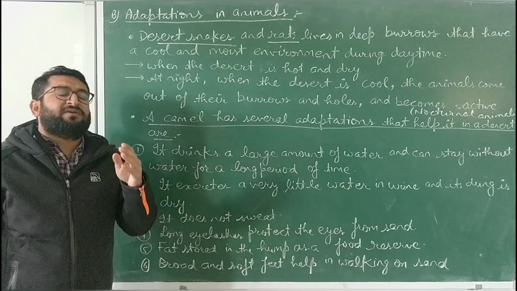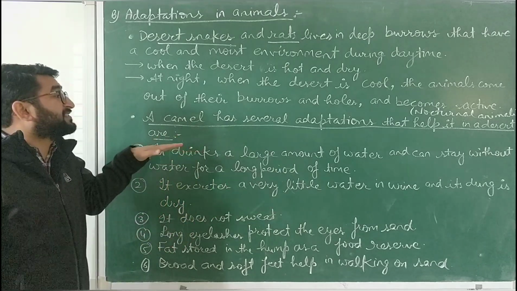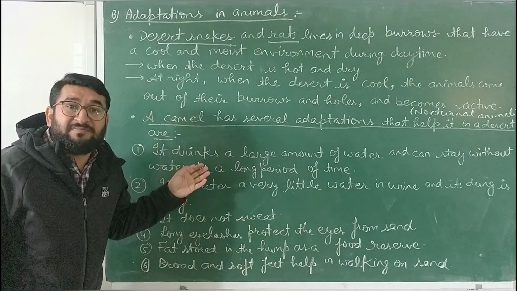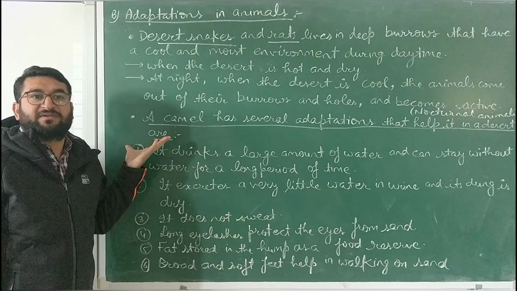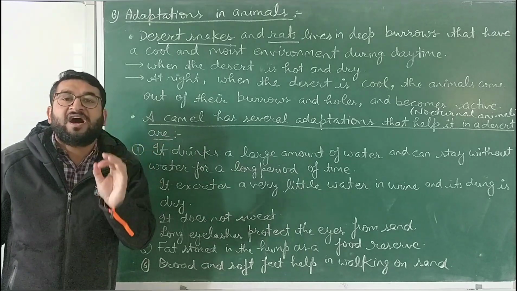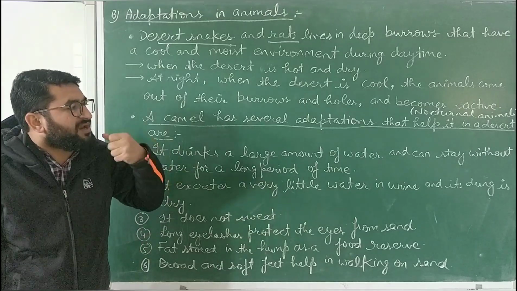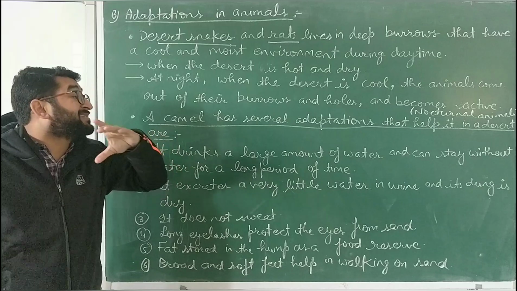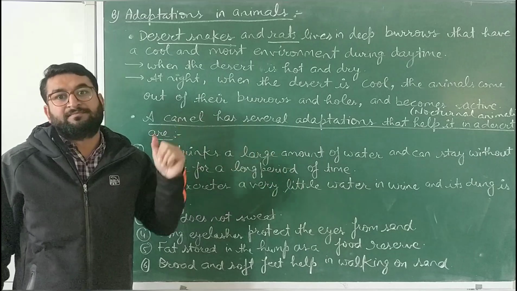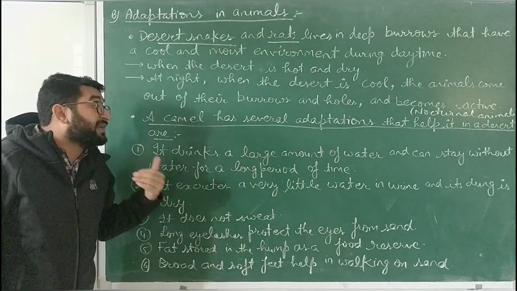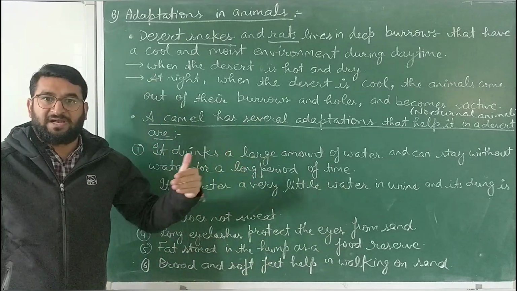Likewise, we call the camel the ship of the desert. Why? Because the camel has several adaptations that help it to sustain and live well in the desert. First, it drinks a large amount of water at once, and can stay without water for up to 15 to 20 days, even more than that. So it can drink a large amount of water and stay without water for a large period of time.